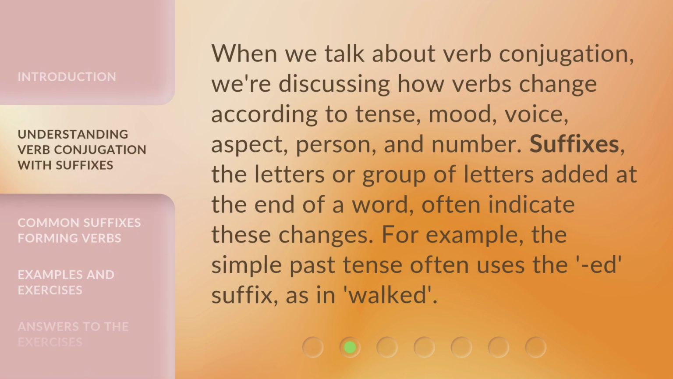When we talk about verb conjugation, we're discussing how verbs change according to tense, mood, voice, aspect, person, and number. Suffixes, the letters or group of letters added at the end of a word, often indicate these changes. For example, the simple past tense often uses the -ed suffix, as in walked.